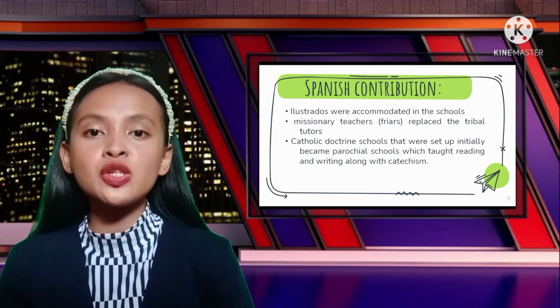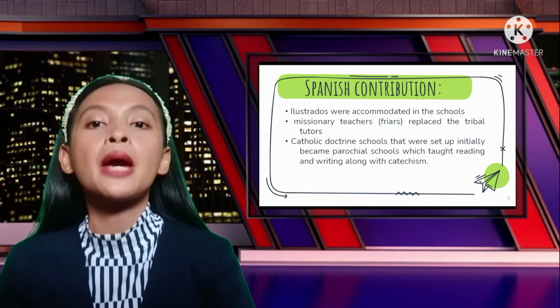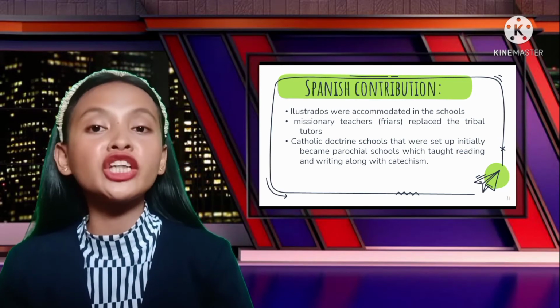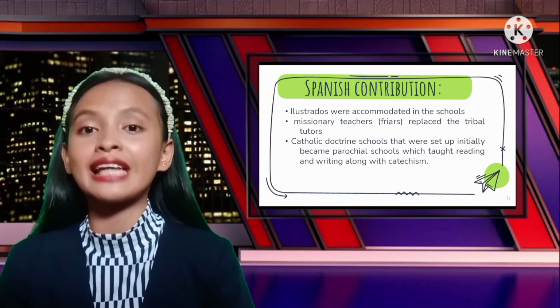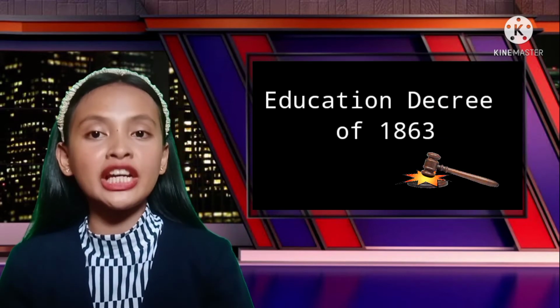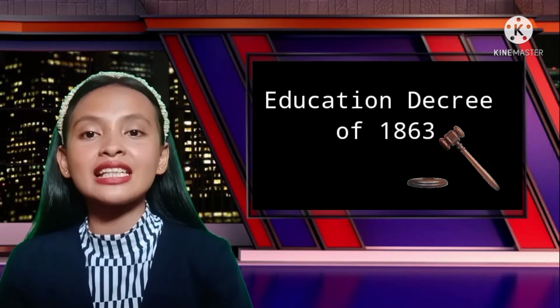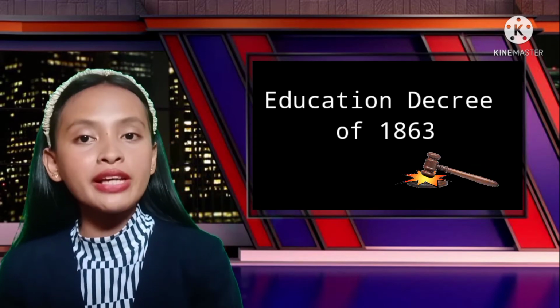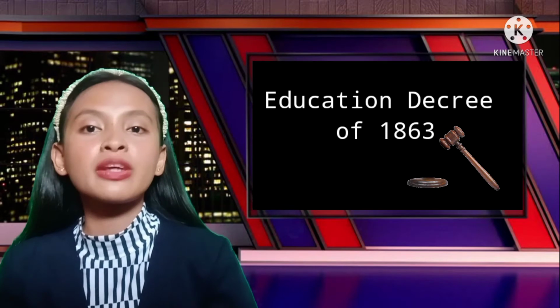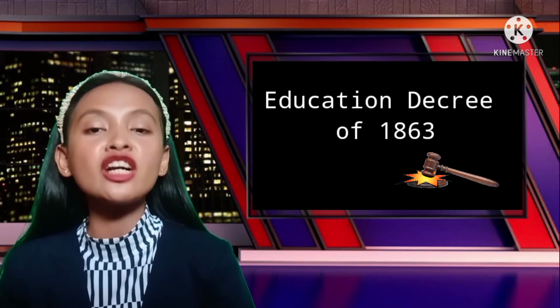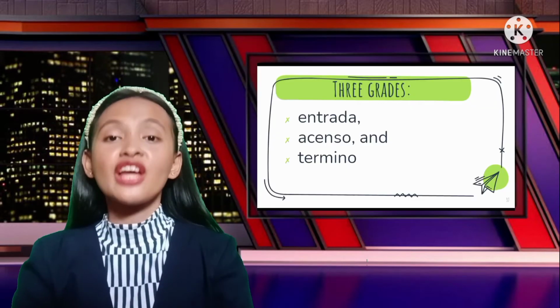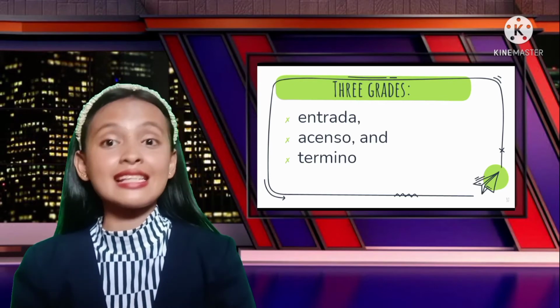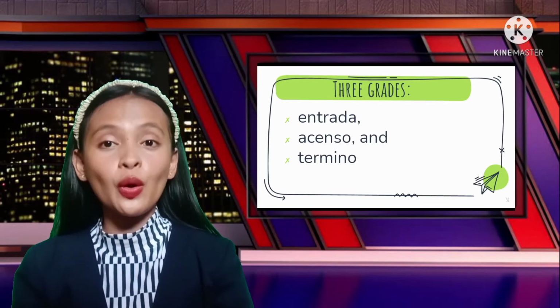Catholic doctrine schools that were set up initially became parochial schools which taught reading and writing along with catechism. The Education Decree of 1863 mandated the establishment of free primary schools in each town, one for boys and one for girls, with the precise number of schools depending on the size of the population. There were 3 grades at that time: the entrada, ascenso, and termino.